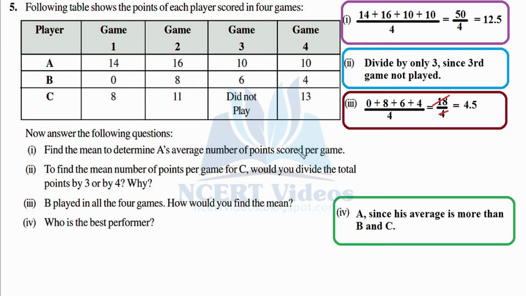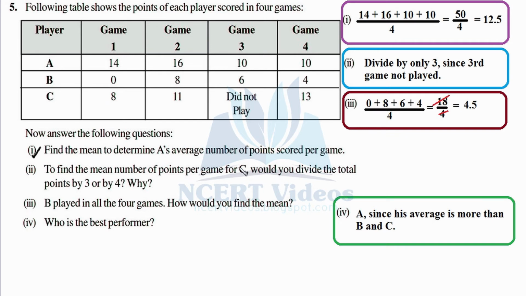First, find the mean to determine A's average number of points scored per game. So we have to find A's average, which is when you add them all and divide by 4. When you add them, 16 plus 14 is 30, plus 20 is 50. 50 over 4 is what? It is 12.5. It is simple.